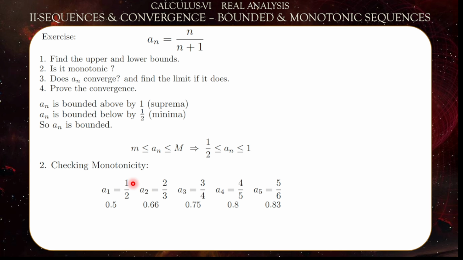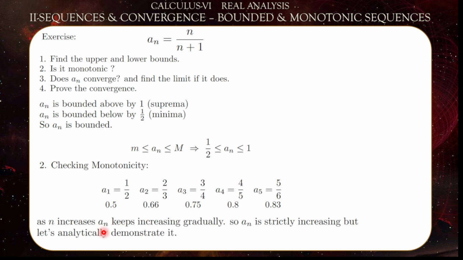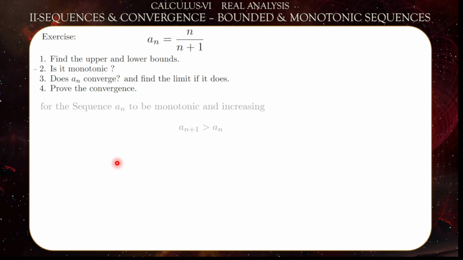Checking monotonicity. So a_1 is equal to 1/2, which is around 0.5. a_2 equals 2/3, 0.66. a_3 equals 3 divided by 4, which is 0.75, etc. And you notice that a_n keeps increasing as n keeps increasing. As n increases, a_n keeps increasing gradually, so a_n is strictly increasing, but let's analytically demonstrate it.